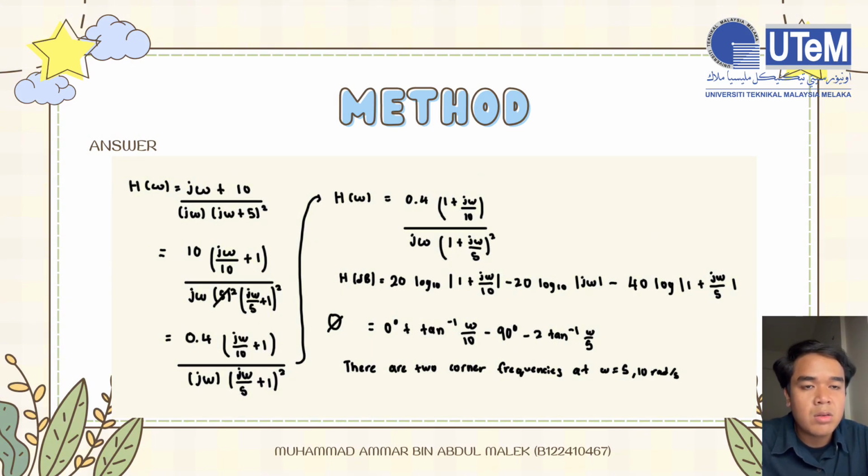Then we use the formula and we get H in decibels equals 20 log10 |1 + jω/10| minus 20 log10 |jω| minus 40 log10 |1 + jω/5|. After that we get the phase: 0 degrees plus tan inverse of ω/10, minus 90 degrees, minus 2 tan inverse of ω/5. There are two corner frequencies at ω equals 5 and 10 radians per second.